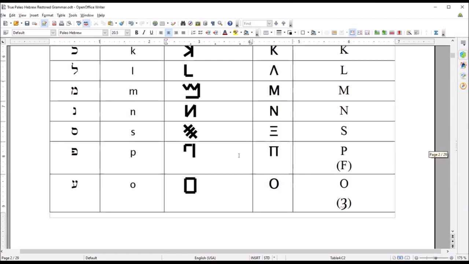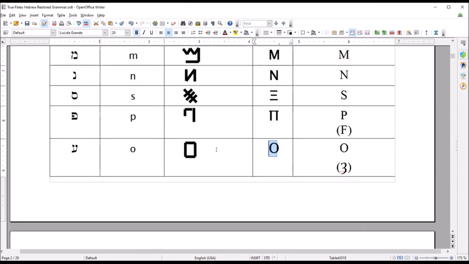So we just got to the section of the letter P, and now we're going to the letter O, which again, Paleo-Hebrew, is the same exact letter. And that letter is ayin. Oh yeah, and the letter before is pay.